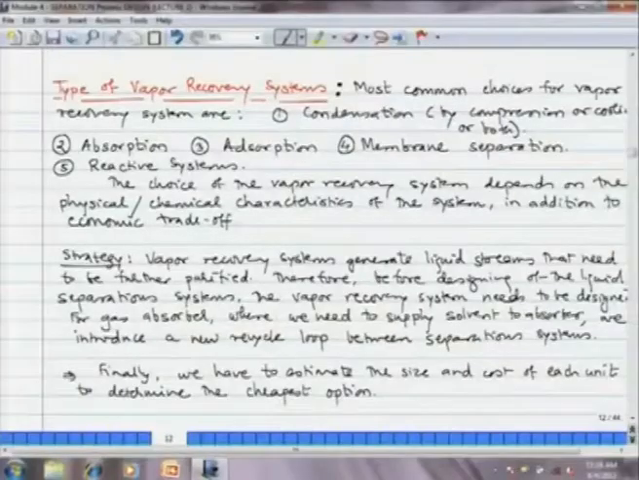The choice of vapor recovery system depends on the physical and chemical characteristics of the system in addition to the economic trade-off. As I mentioned in the previous lecture, we are going to have a separate module on economic decision making, and in that module we shall take the design of the gas absorber as the case study. But here we shall get some basic introduction on this topic.